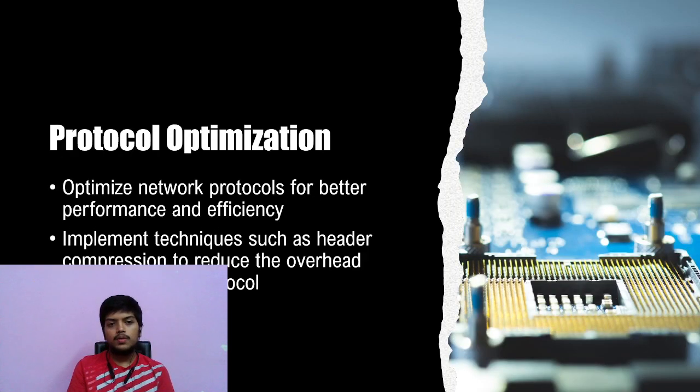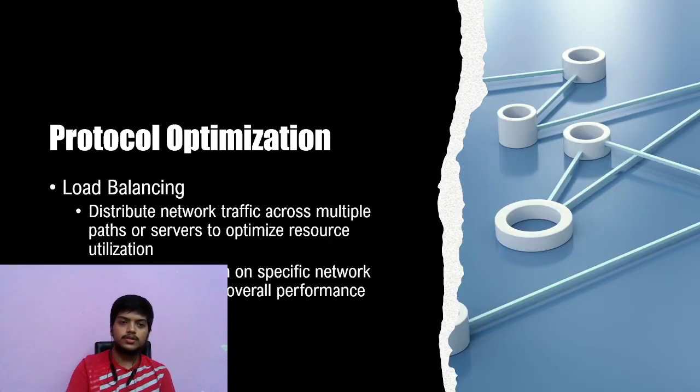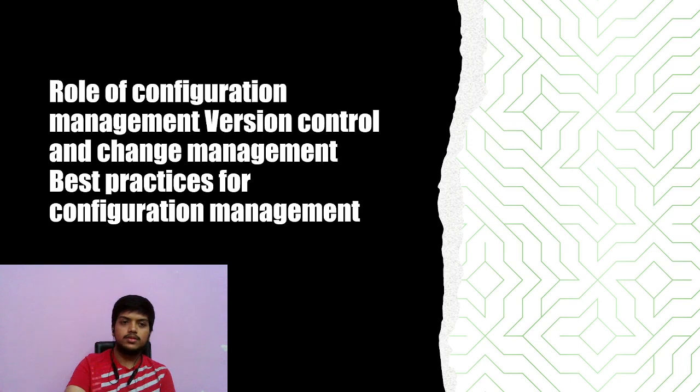Next is protocol optimization. Optimize the network protocols for better performance and efficiency. Header compression to reduce the overhead associated with protocol communication. Protocol optimization, such as load balancing, distributes traffic across multiple paths or servers to optimize resource utilization, prevent congestion on specific network links, and enhance overall performance.